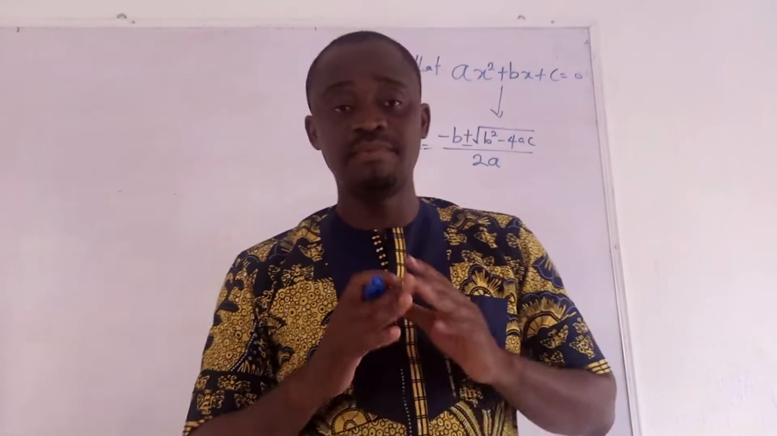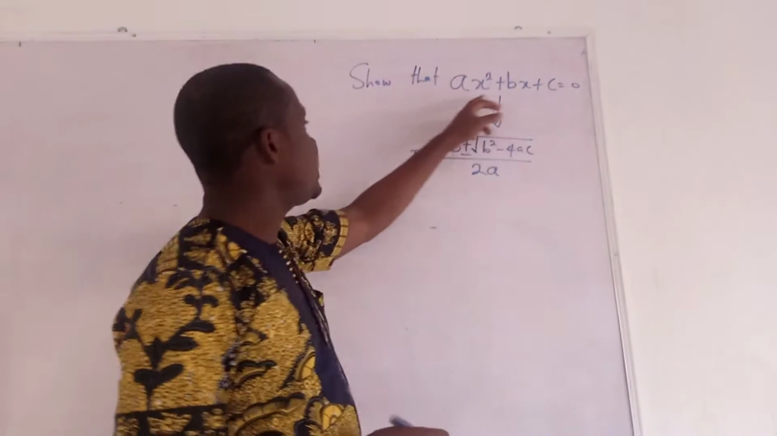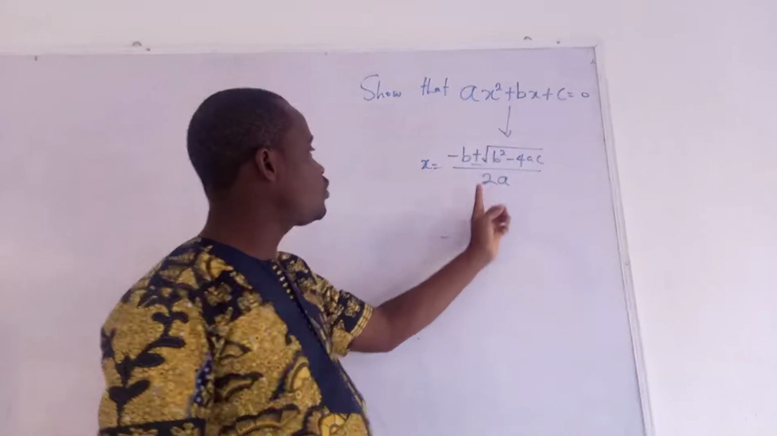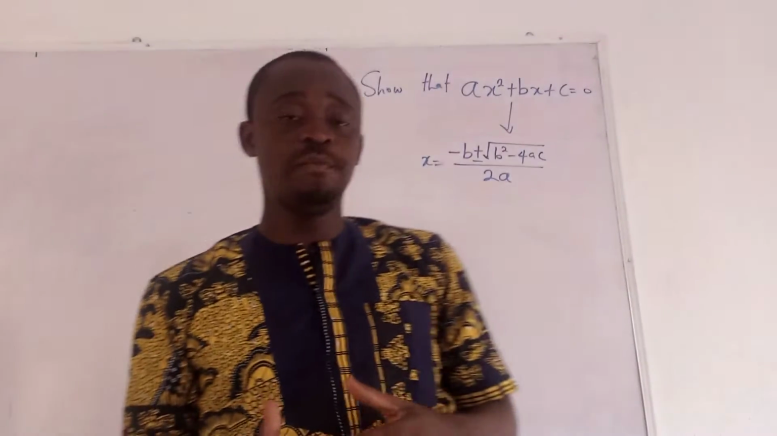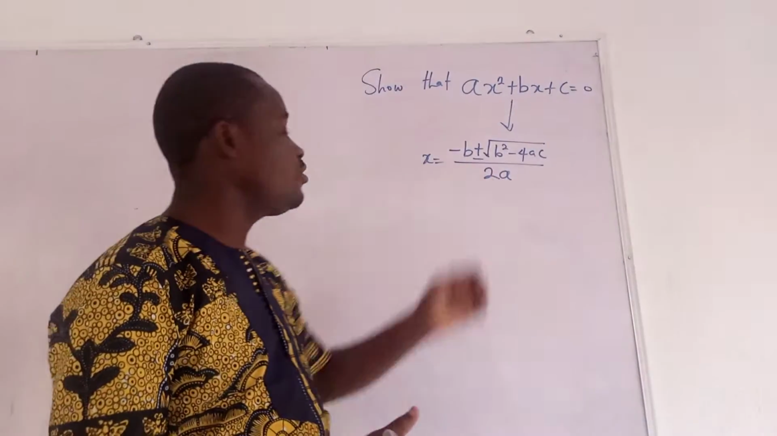What we do here is we make wonderful videos to solve simple problems in math. So what I'm doing today is showing you how ax squared plus bx plus c equals 0 leads to x equals minus b plus or minus square root of b squared minus 4ac, over 2a.